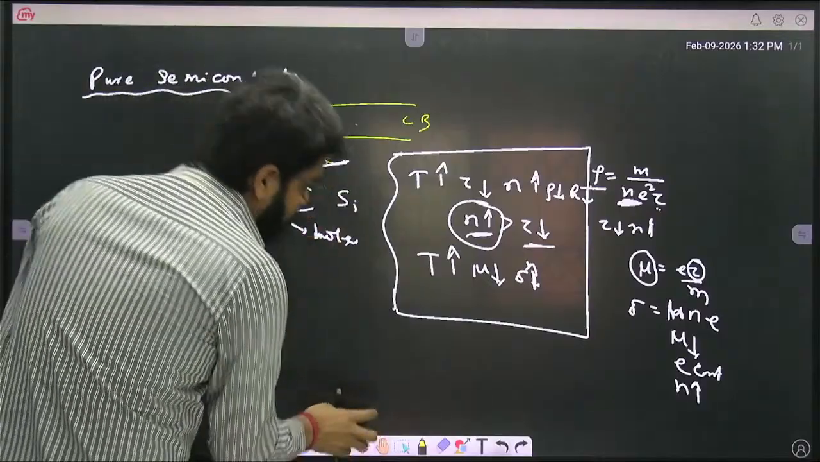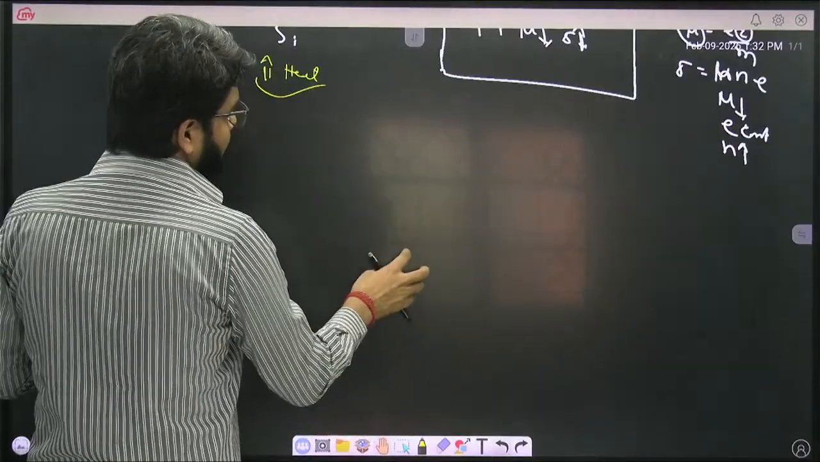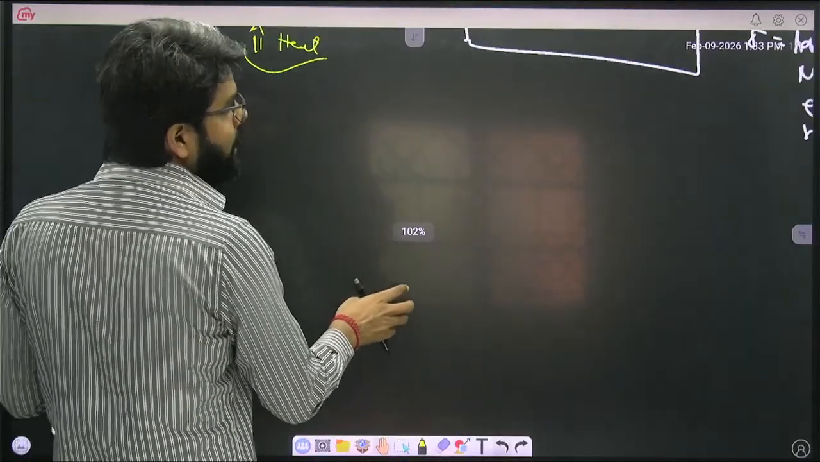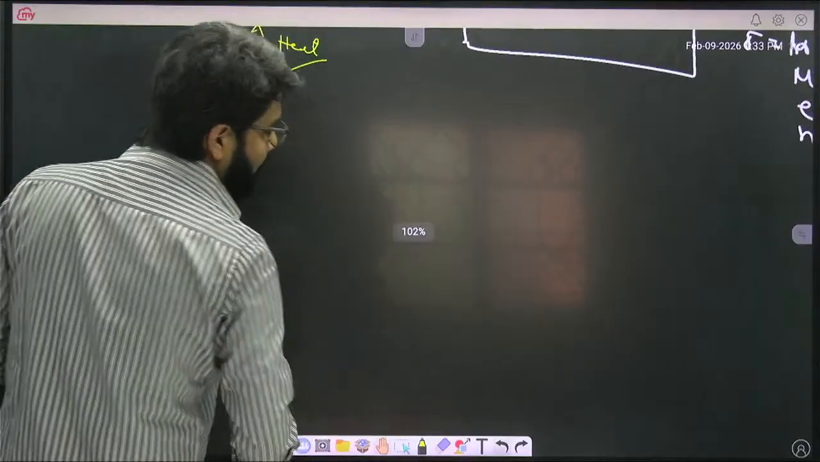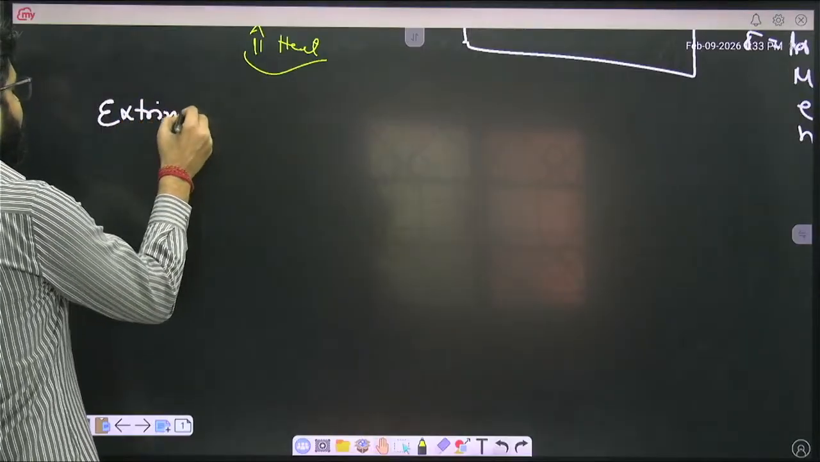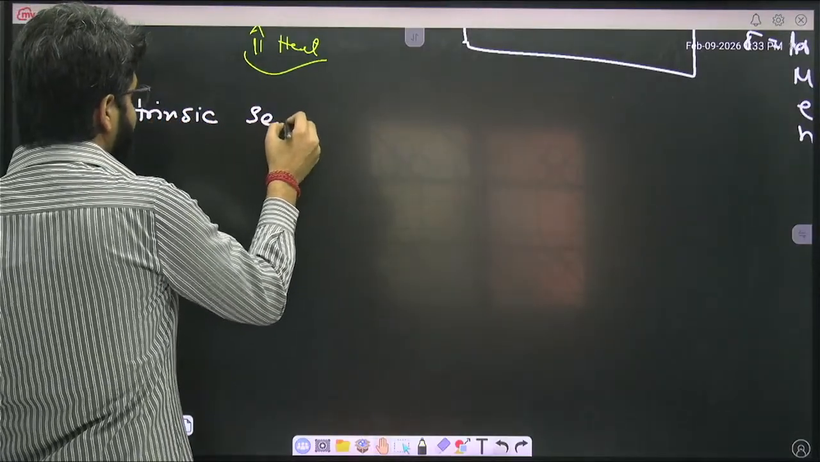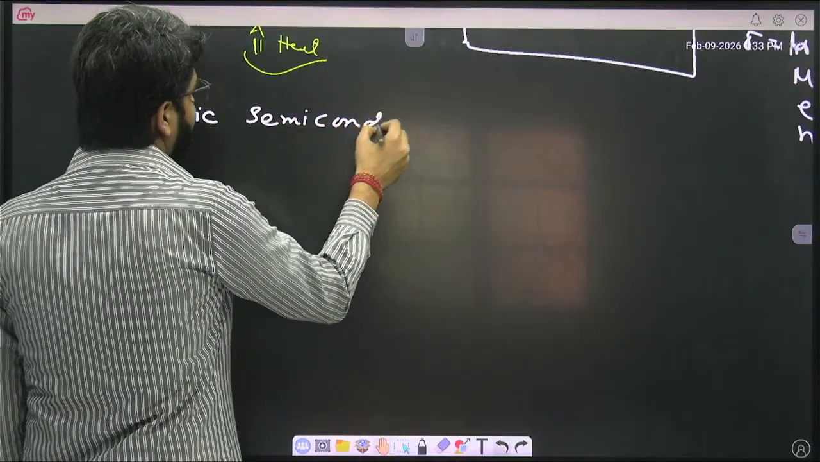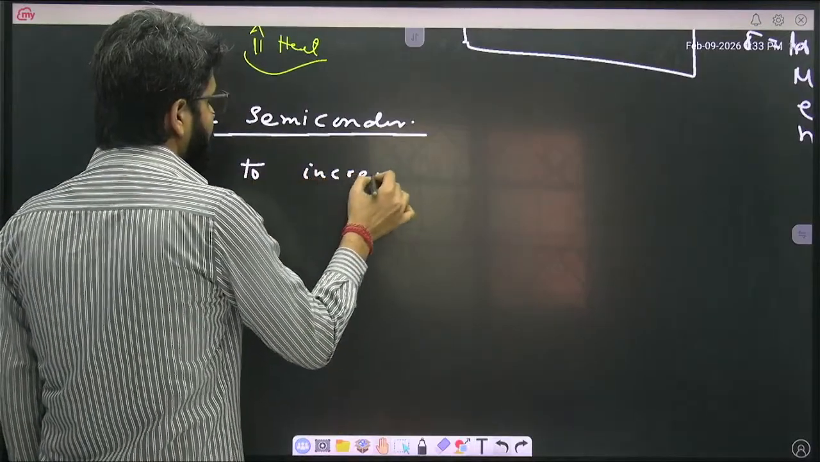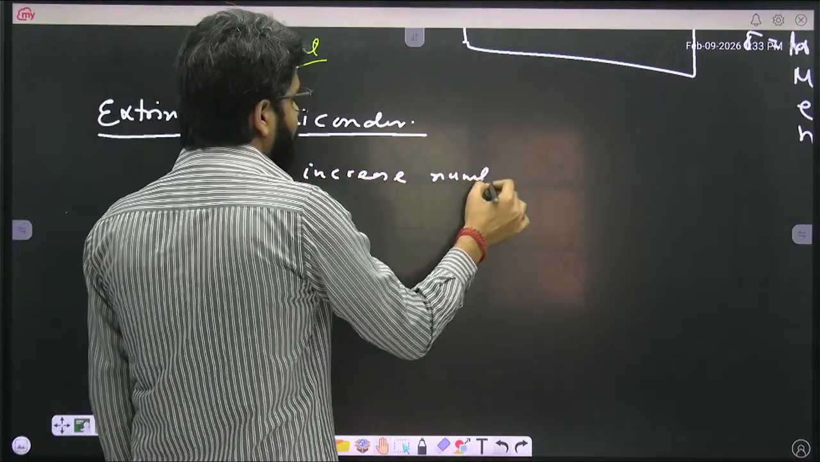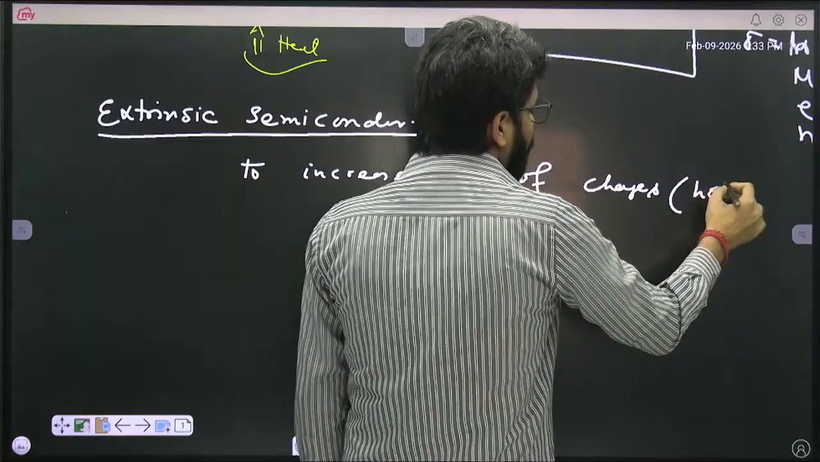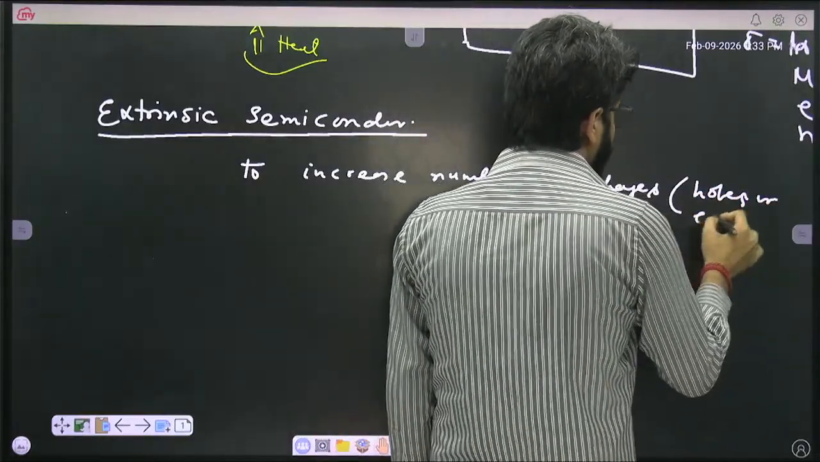You can write a question: why do we need to dope a pure semiconductor? The perfect reason, the value-point reason, is to increase the number of free charges, whether electrons or holes. Now write down: extrinsic semiconductor. Why is it needed? To increase the number of charges. And what are those charges? Holes or electrons.